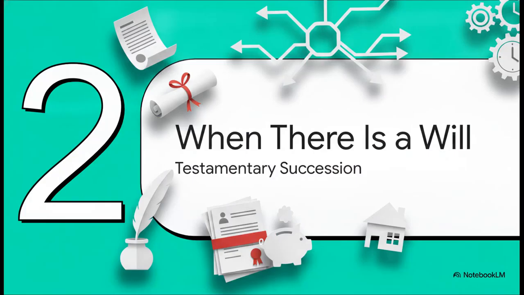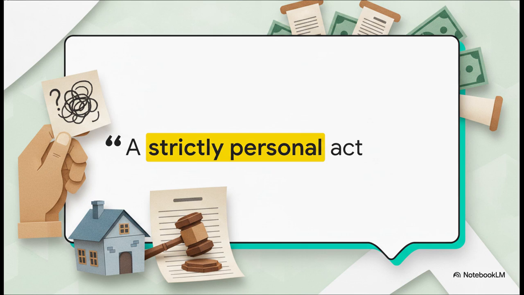Moving on to part 2, when there is a will, this covers testamentary succession under Articles 783 through 959. The law explicitly defines a will as a strictly personal act. And what that means is you absolutely cannot leave its creation up to a third person. You can't just scribble a sticky note telling your best friend to sort out your estate. No way. You, the testator, have to formally control where your property goes, following the strict formalities prescribed by law.